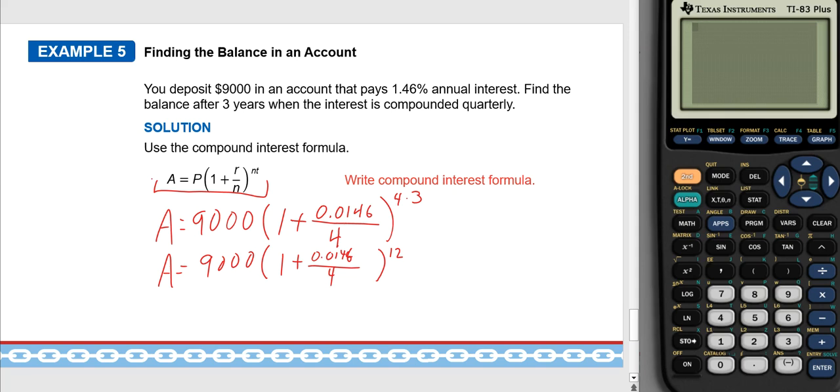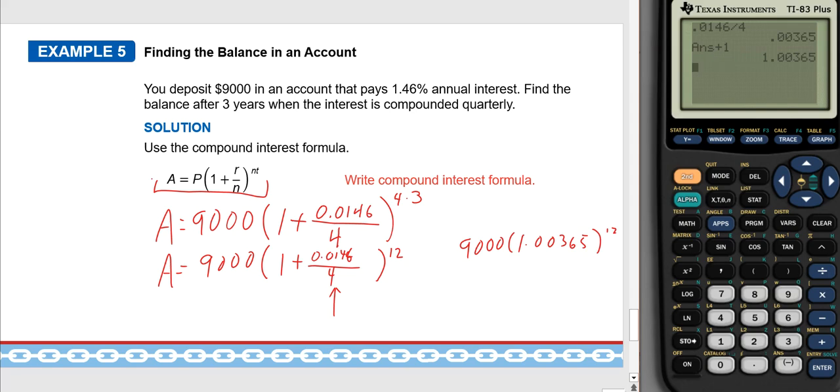And so from here on out, we're going to be looking at doing some calculator work, right? So I'm going to start by cleaning up this fraction here. So I'm going to enter that into the calculator, 0.0146 divided by 4. Okay, I'm going to add the 1 to that. Right, so I get 9,000 times 1.00365 to the 12 power.